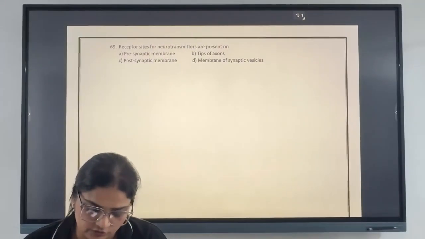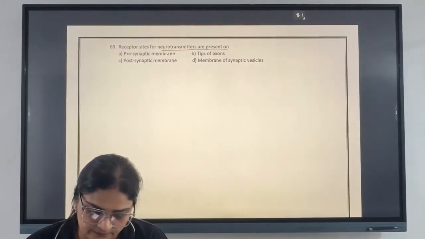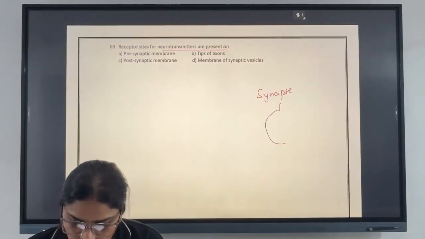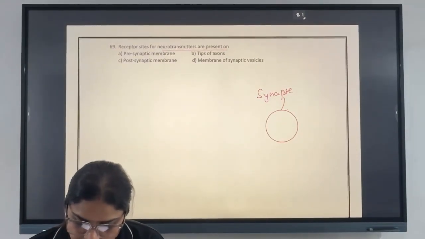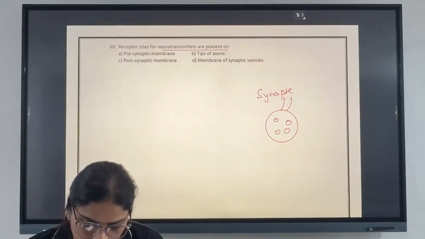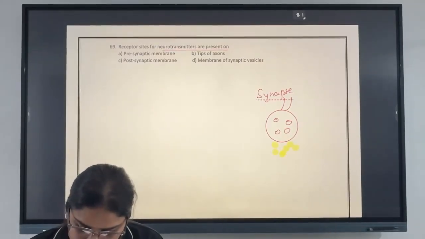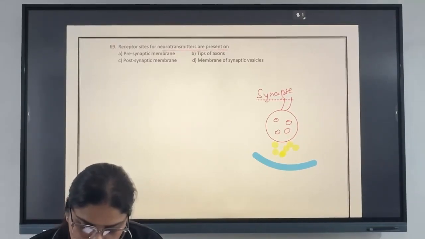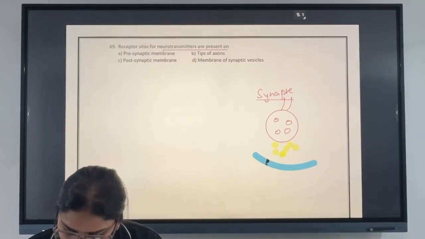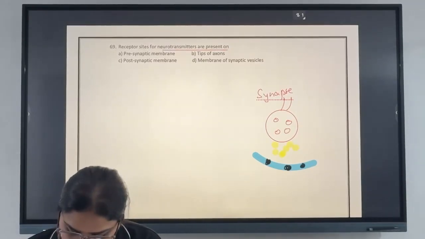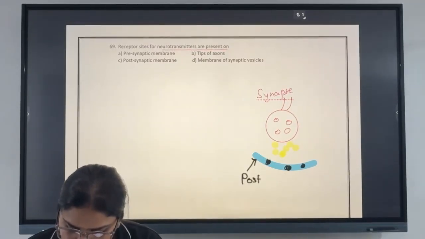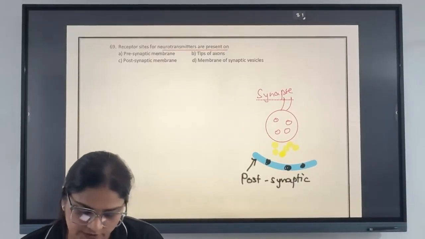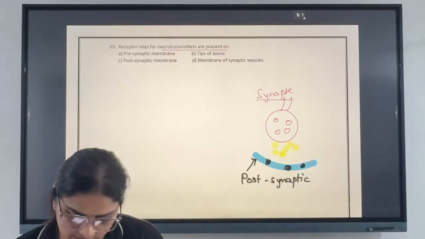Coming to 69th question. The receptor sites for neurotransmitters are present on. Okay, we just saw the image of the synapse. You know that synaptic knob or synaptic bulb has the vesicles which will release neurotransmitter, and this neurotransmitter will attach to the receptors which are present on the postsynaptic membrane. So this is the postsynaptic membrane. So answer is option C.